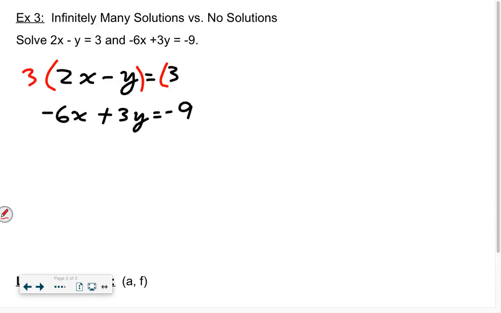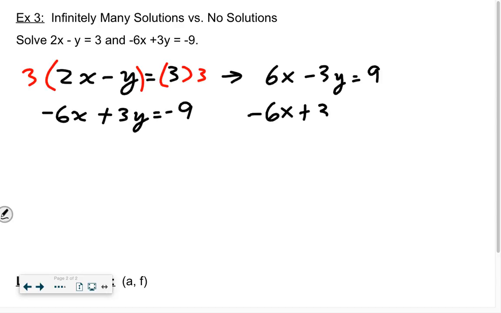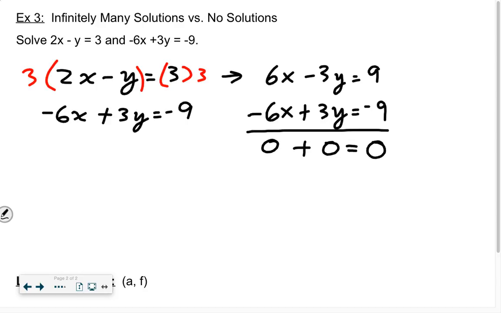3, 3. 6x minus 3y is equal to 9. So sure enough, our x's cancel out. There they go. But what happens to our y's? They cancel out. Yeah, they also cancel out, right? So really what I have here is 0 plus 0 is equal to, what do I get here? 0. Well, 0 and 0 is 0.